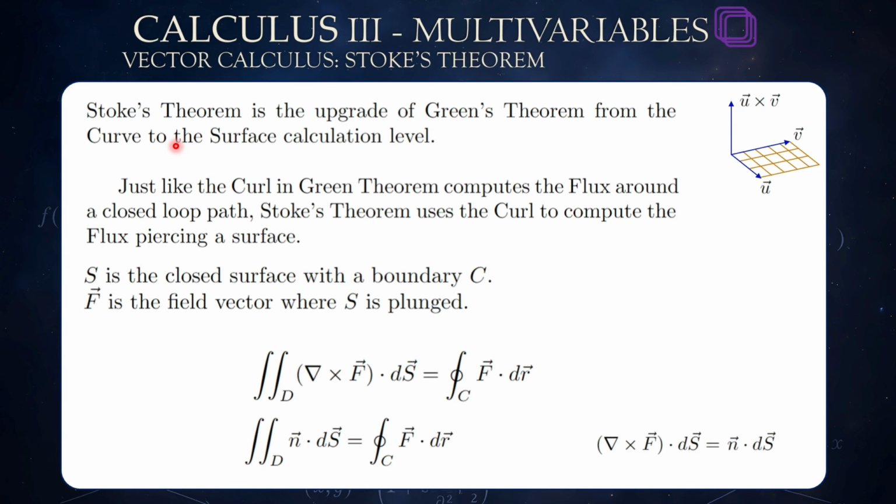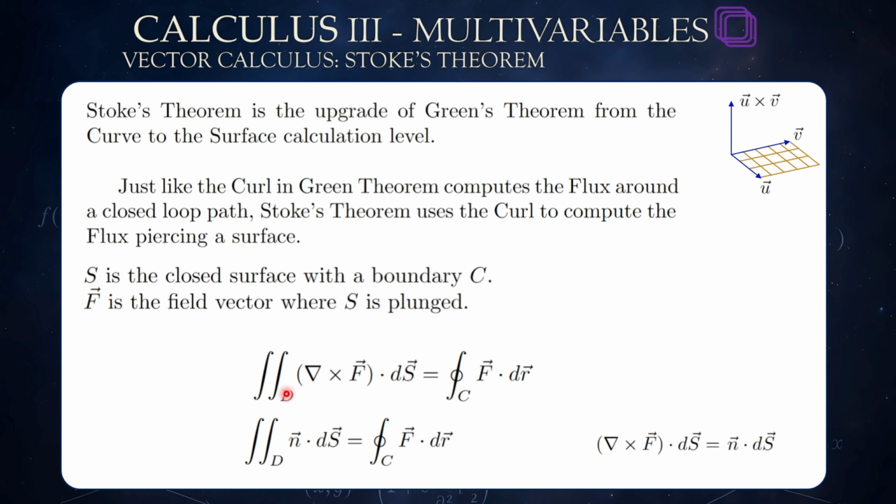Let's talk about Stokes' theorem, which is the upgrade of Green's theorem for 2D space, taken from the curve to the space calculation level. Just like the curl in Green's theorem computes the flux around a closed loop path, Stokes' theorem uses the curl to compute the flux piercing a surface. S is the surface with a boundary C. F is the vector field where S is plunged, is immersed within a vector field.